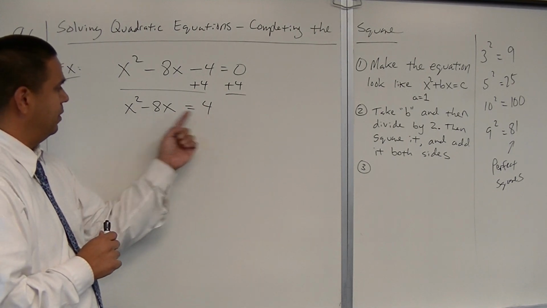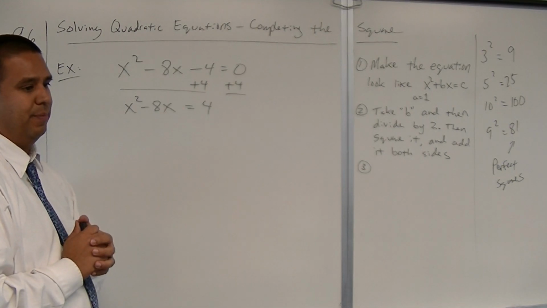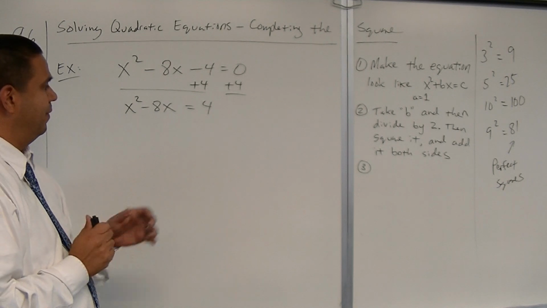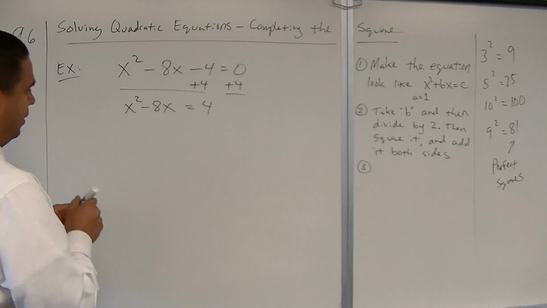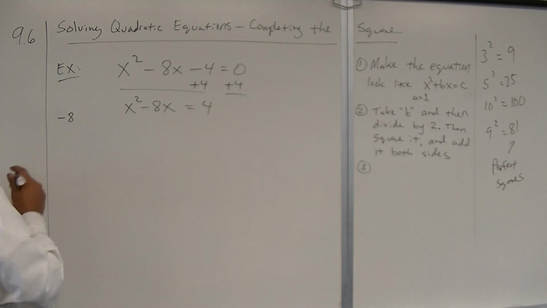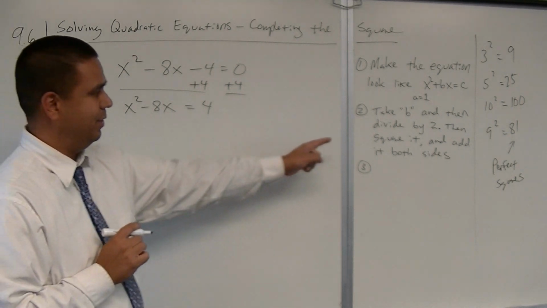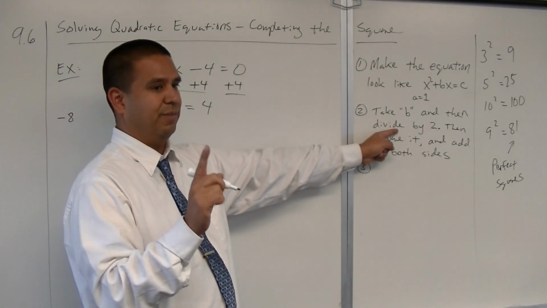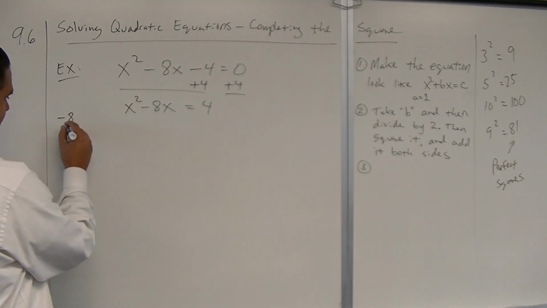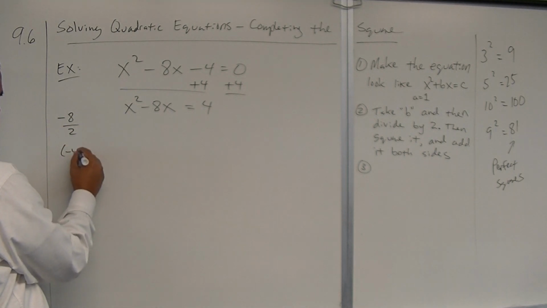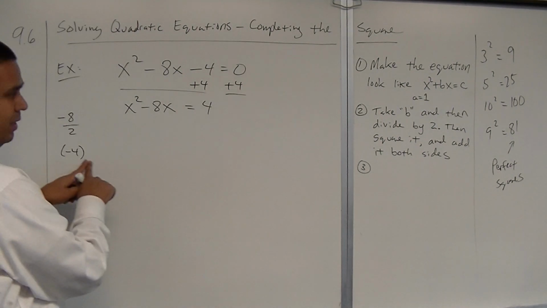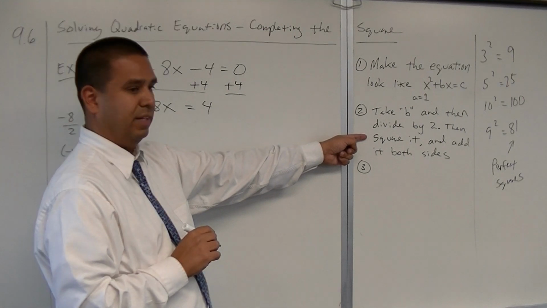From these two numbers, which one is b? Not x. It's 8, the negative 8. So there's our b, negative 8. What did I tell you to do? Divide by 2. We divide that by 2, we get negative 4. And then what are we going to do? Square it.